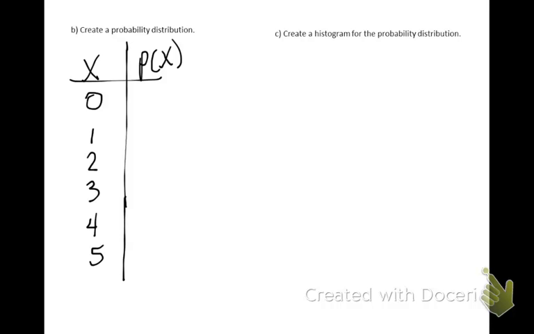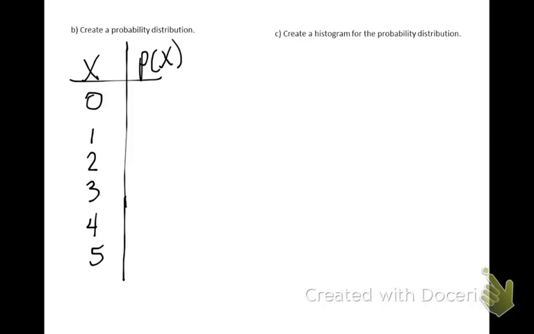Create a probability distribution. Remember, a probability distribution needs to have your set of outcomes and the probability of each outcome. We found the sample space, so we know the outcomes are that no child could be bitten by a dog all the way up to all 5 children. We now need to find the probability of each of these occurrences.